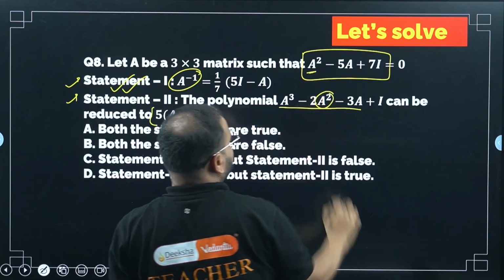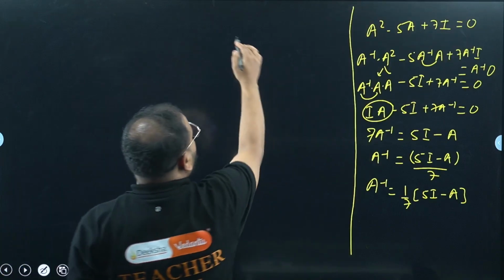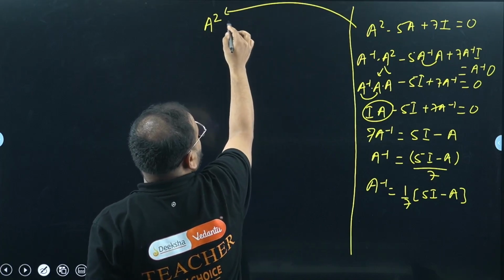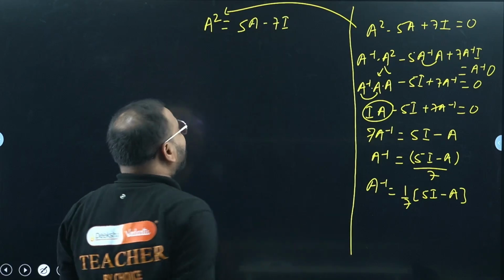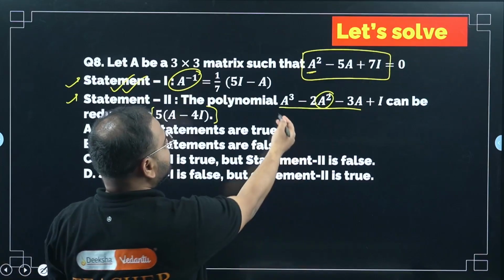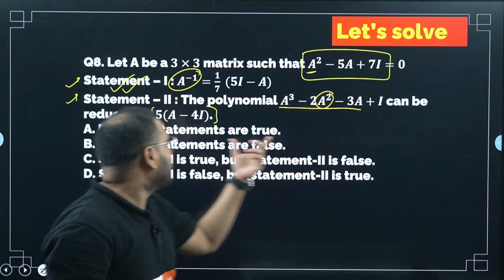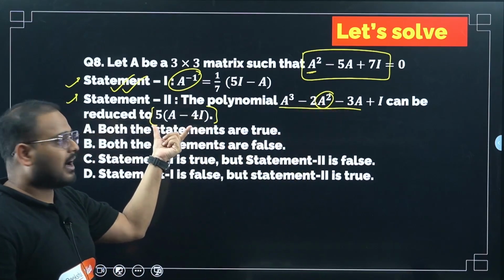Check here. So let's find the value of A square from the first given condition. I'll rewrite this condition as A square equals 5A minus 7I. Why am I doing that? Because in the second condition, we have to simplify this. We have to start here and reach here after simplification.